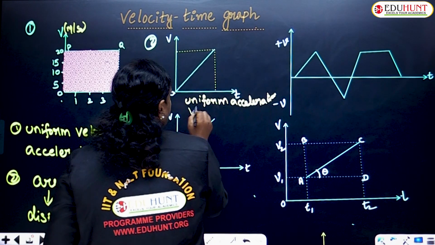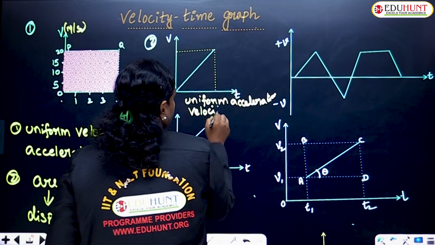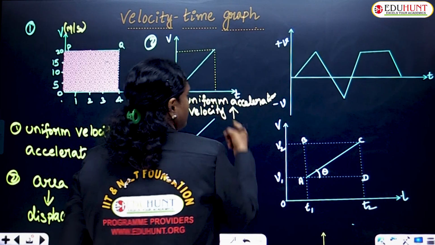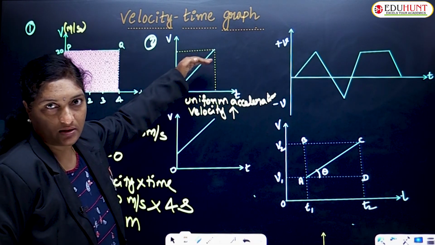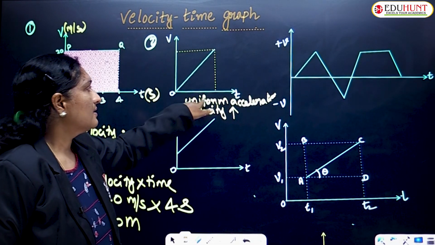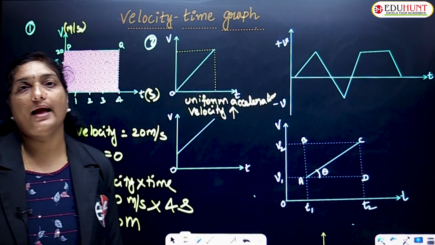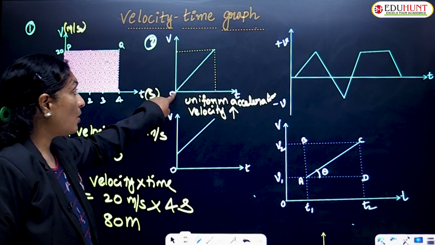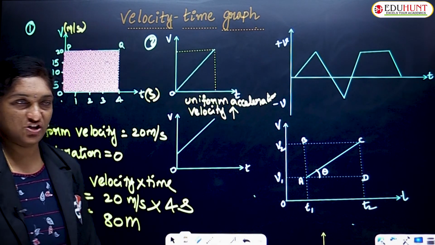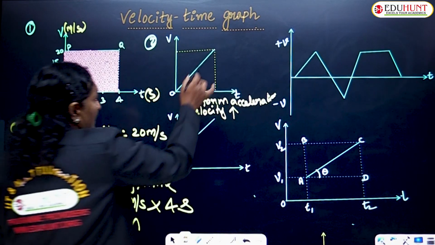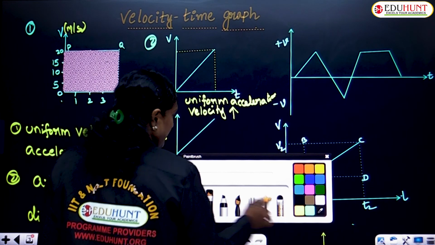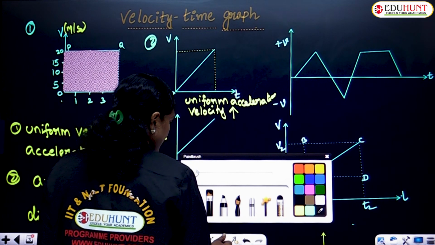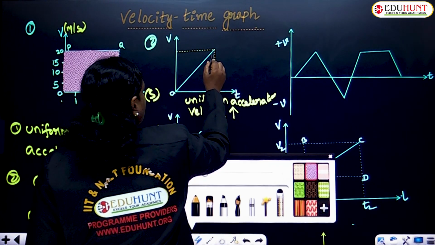And velocity is increasing. I am simply writing an increasing symbol. Here the velocity is increasing at a constant rate and hence the body has uniform acceleration, and the body starts from rest. Whereas the area under the graph, what is the area under the graph, children? The area under the graph is given as this portion.